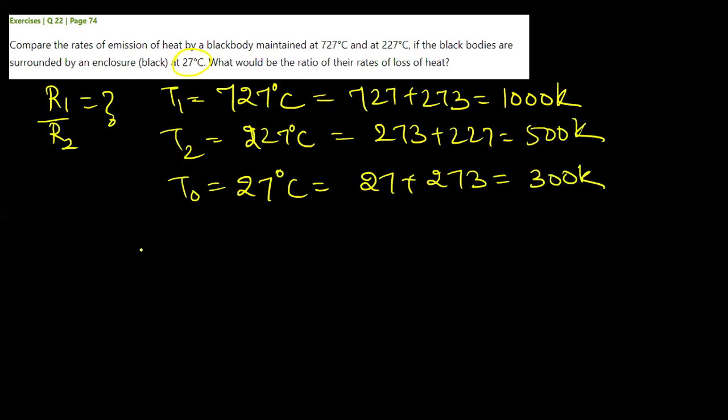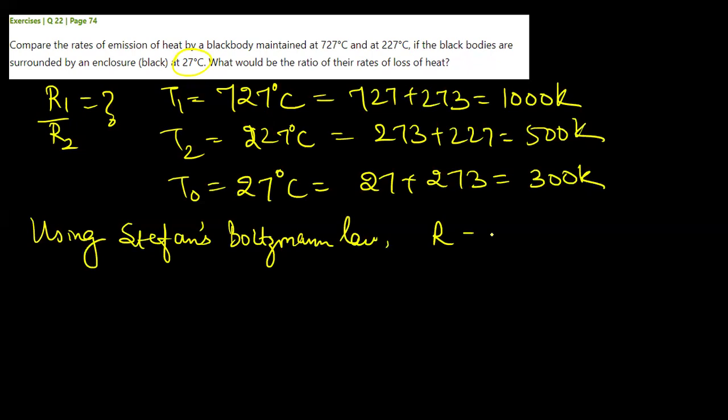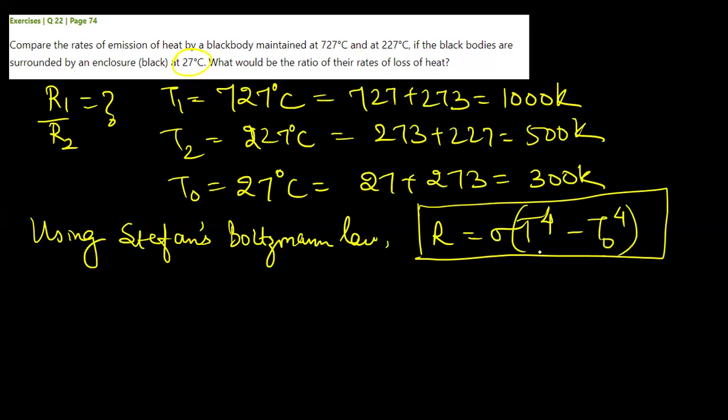To convert that, 300 Kelvin. So we know that from Stefan-Boltzmann law, R is equal to sigma T raised to 4. And when there is a surrounding temperature, it is T minus T naught raised to 4. This is the formula. Since the surrounding temperature is given in our question, this will be sigma into T raised to 4 minus T naught raised to 4. So since there are two things, I will write R1 upon R2 equal to sigma upon sigma. Sigma is a constant.